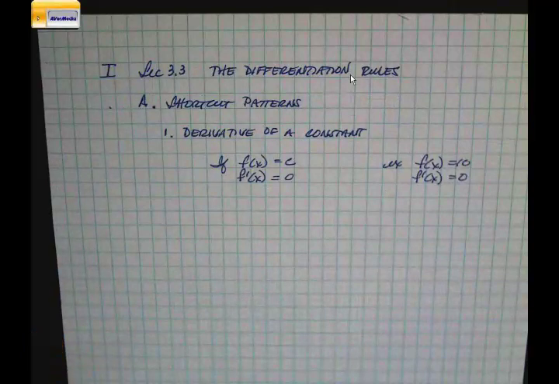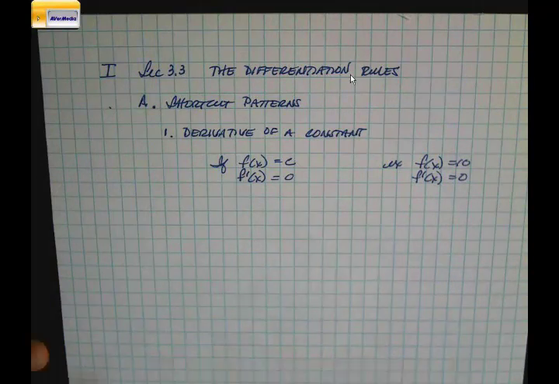If f of x equaled pi, pi is a constant. It's just a number, 3.1415, and so on. You take the first derivative, it's going to equal 0. So that is your first derivative rule.